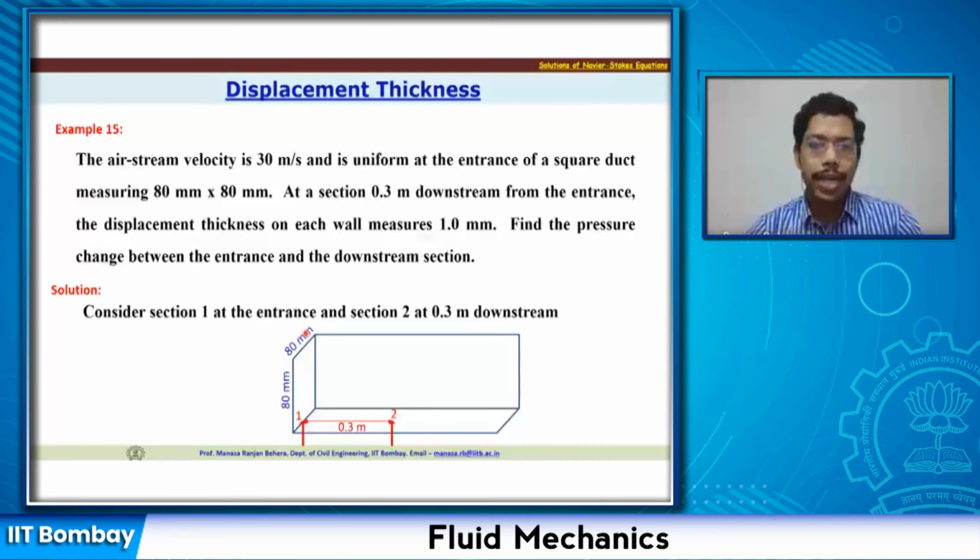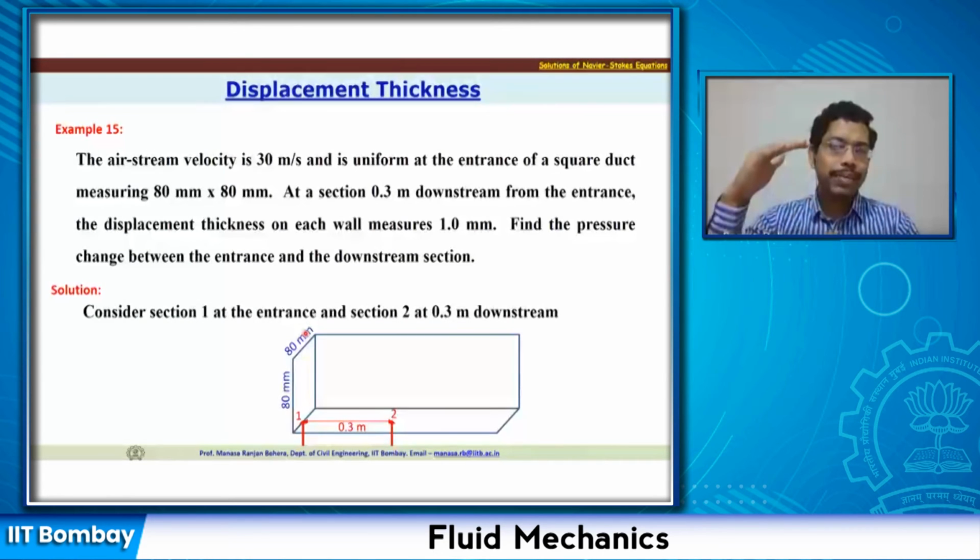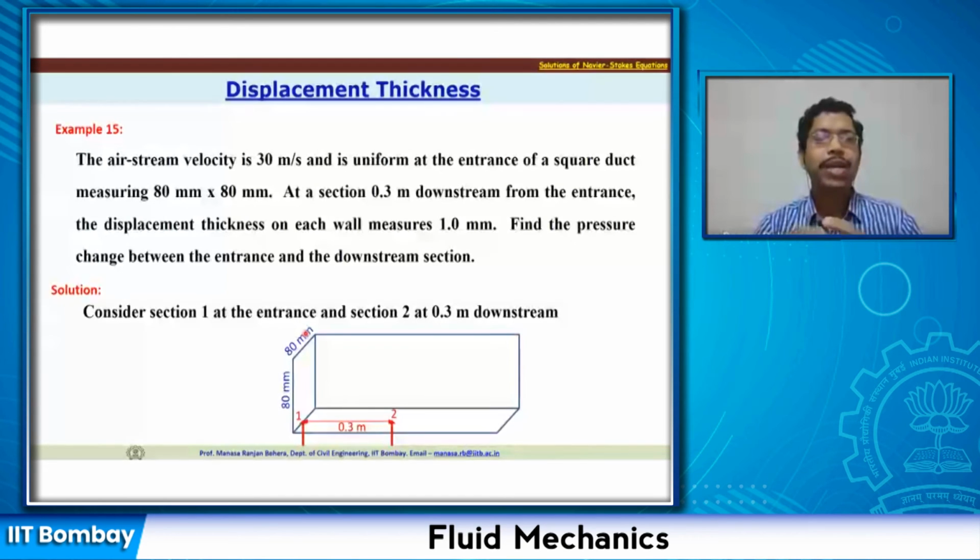Because at these two locations we know that there is going to be a change of velocity. Due to the displacement or boundary layer thickness effect, there will be a change in the velocity. If there is a change in the velocity, the effective area where it is going to flow is going to be reduced, and if the area is changing, then if you apply your Bernoulli's equation, you can clearly see that if there is a change in the velocity, there will be a change in the pressure. So we will try to find out from that. Let us look at it.